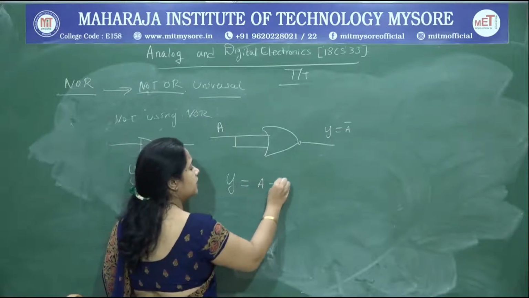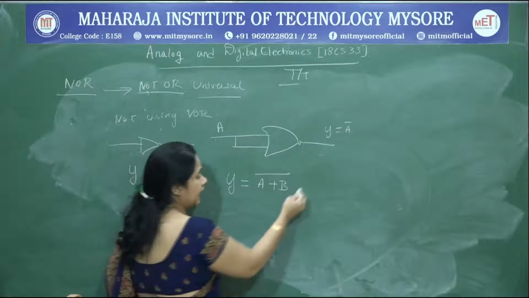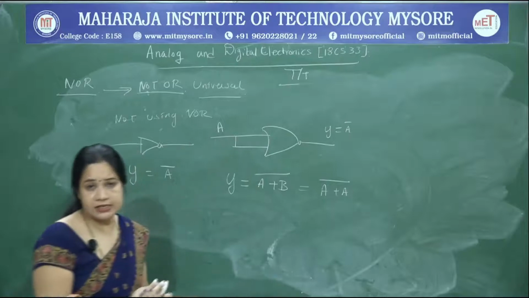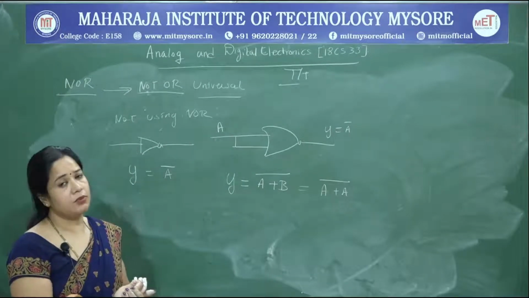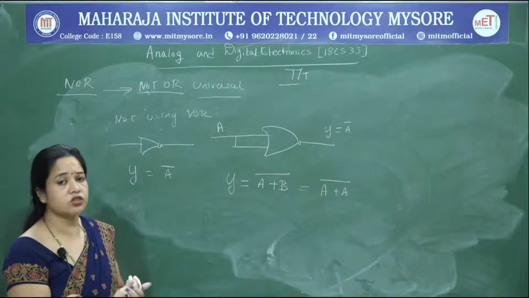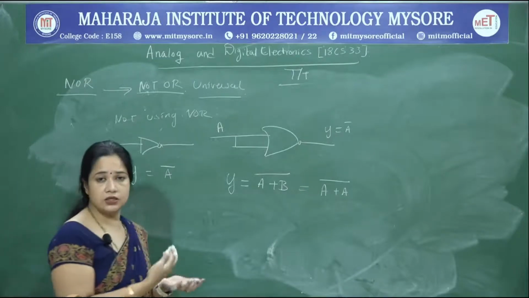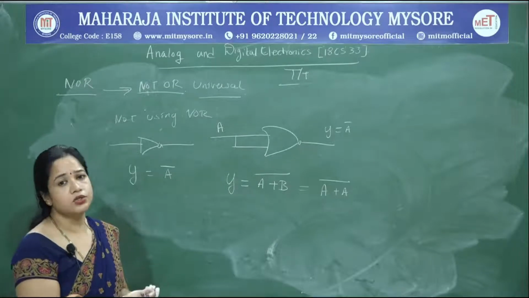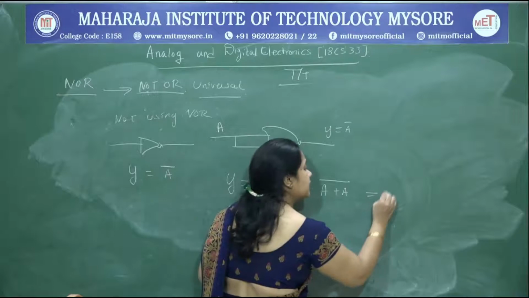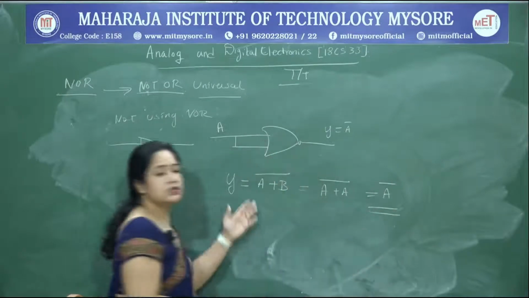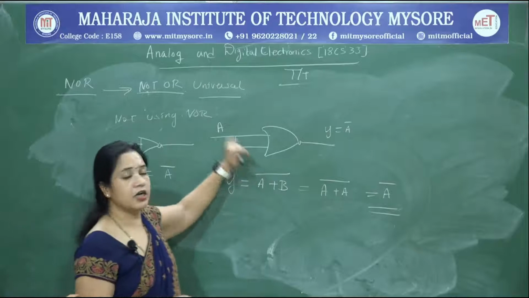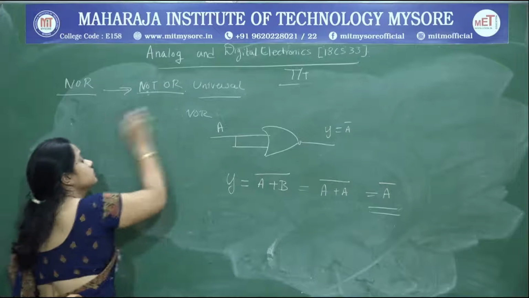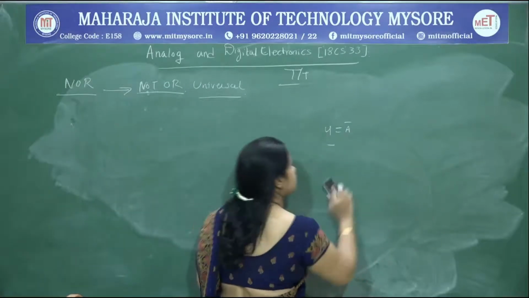What I do here is Y output is what? A plus B whole bar. But here I end up getting what? A plus A whole bar. And what is A plus A? So from your basic laws of Boolean algebra, A plus A is always A. So that is if 0 plus 0 is 0, 1 plus 1 is always 1. So A plus A is A, and this ends up becoming an A bar. This is how I realize a NOT gate using NOR. Now I will try if I can realize AND using NOR.